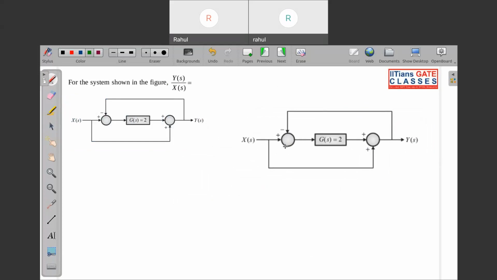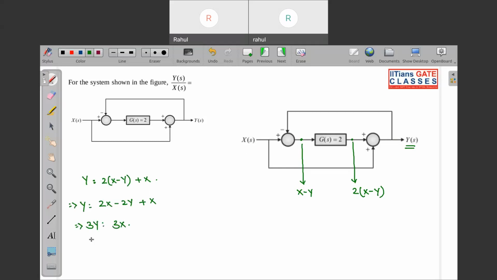So, very simple question. You can see at this point your signal is X minus Y. I am not writing X of s, Y of s in parenthesis, I am just writing X minus Y over here. So over here, this will be 2X minus Y. And this Y is equal to: this signal is 2X minus Y, along with one more signal coming over here, that is X. So Y is equal to 2X minus 2Y plus X. So 3Y is equal to 3X, or Y by X is equal to 1. Y by X equal to 1 is the answer for this question.